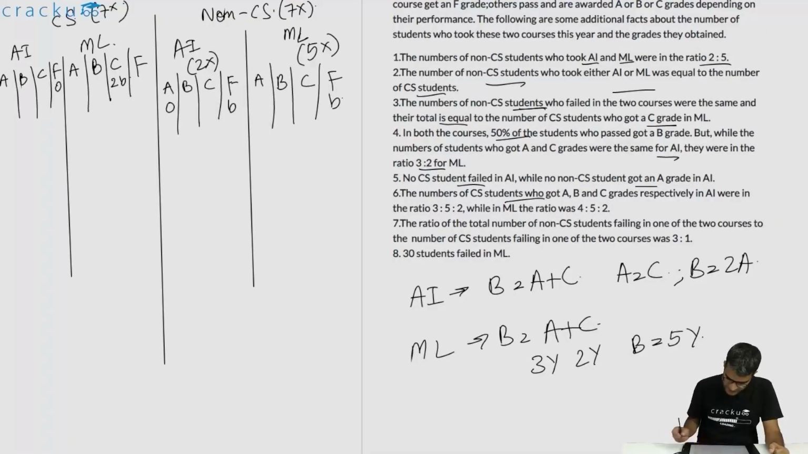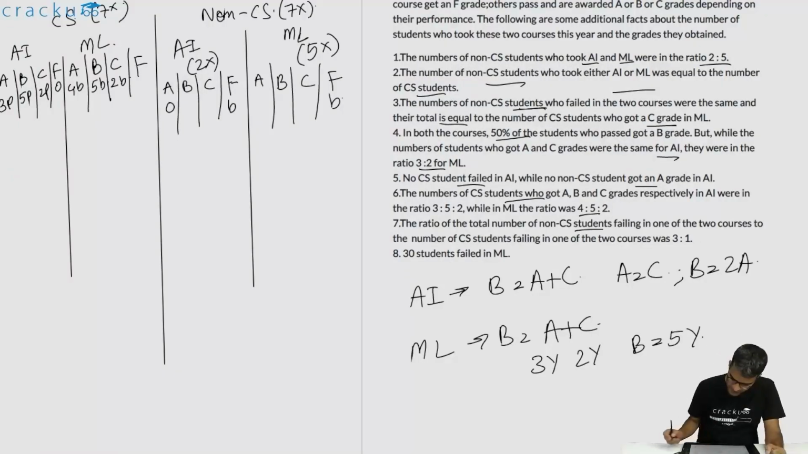The number of CS students who got A, B, C grades in AI respectively is 3:5:2. So this is 3P:5P:2P. And in ML that ratio is 4:5:2. So this will be 4B:5B:2B, because we assume that the number of students who got a C grade in ML is 2B.